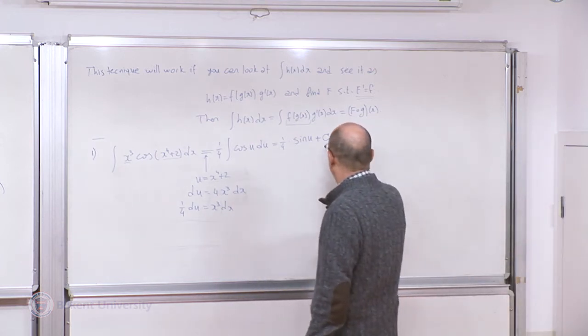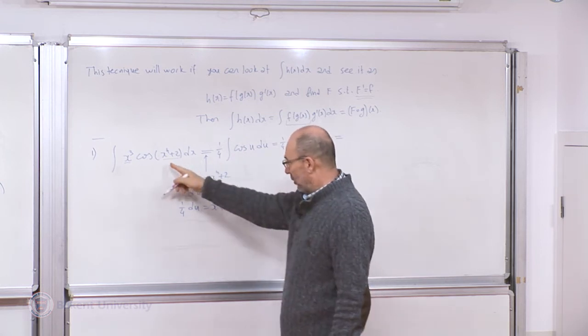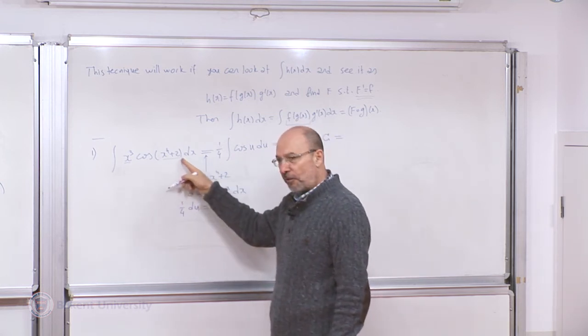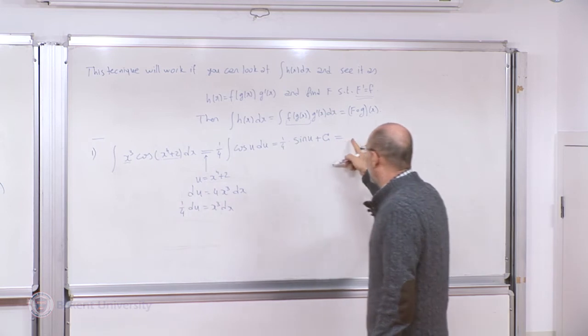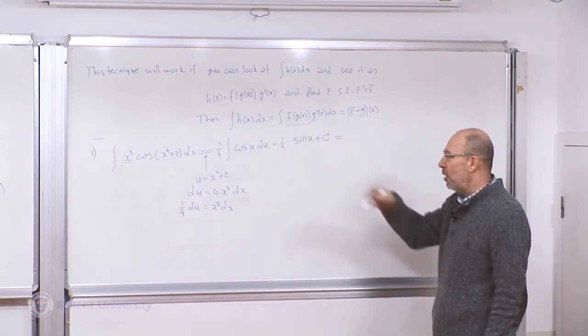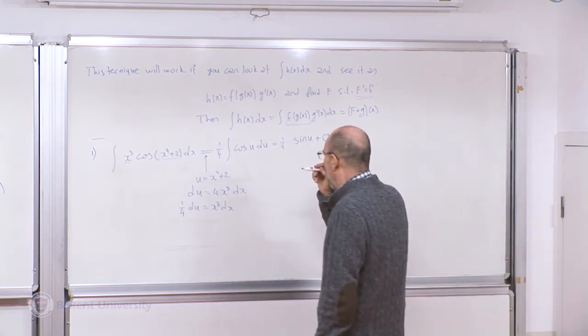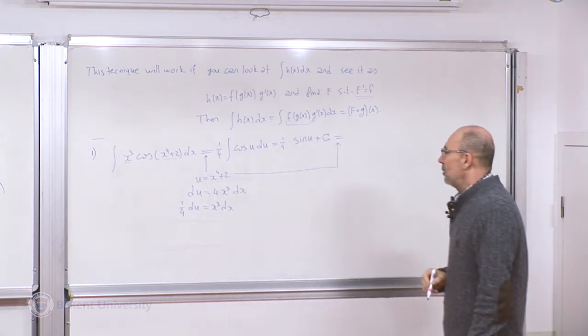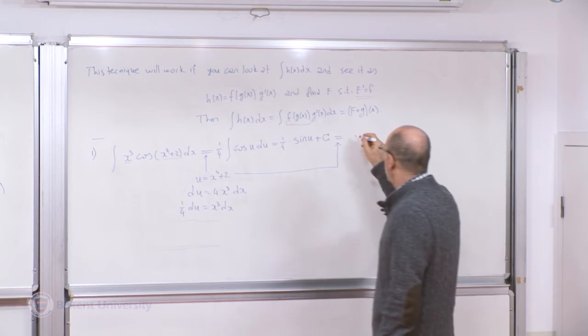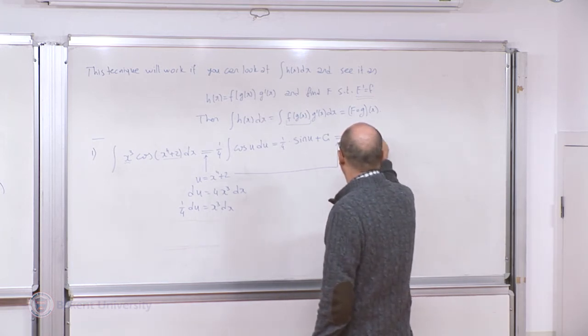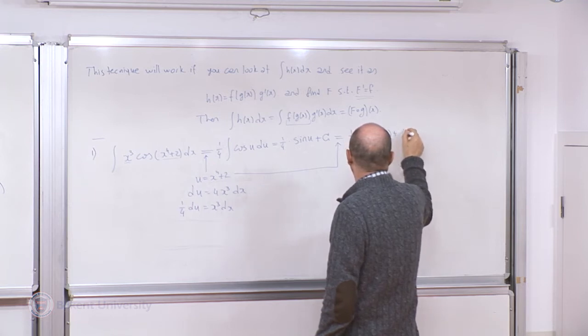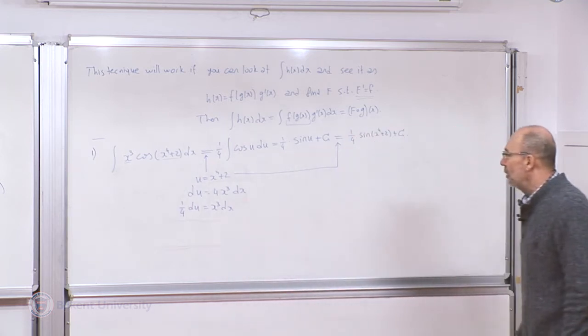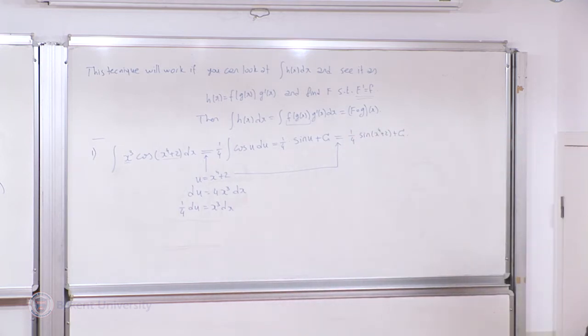So the final step is, since we are trying to find a function of x whose derivative is this, I want to write a function of x whose derivative is that. So you put this substitution back in, you get 1 over 4 sine of x to the 4 plus 2, plus c. So we found an antiderivative.